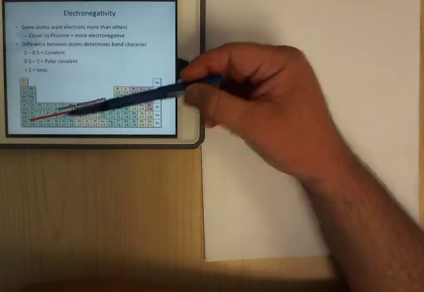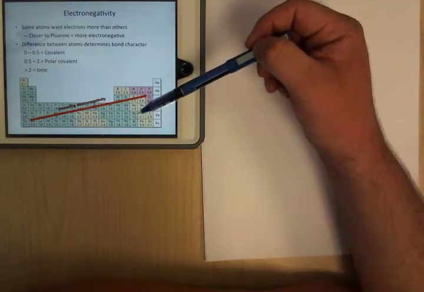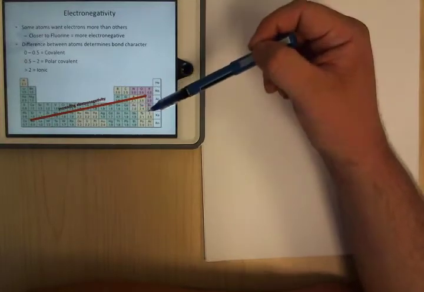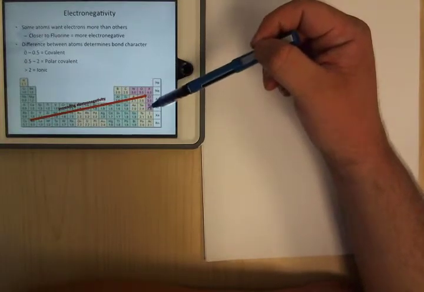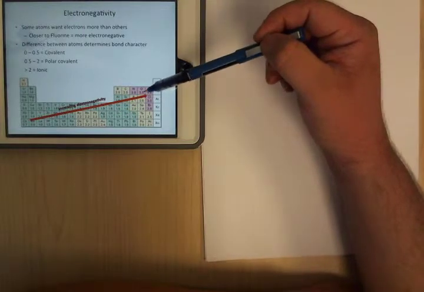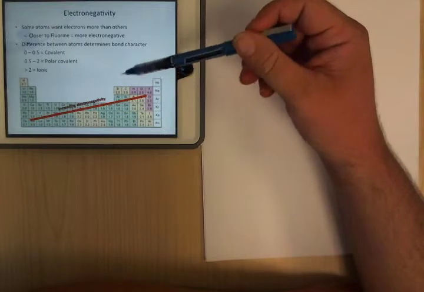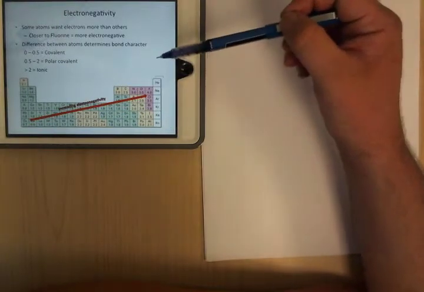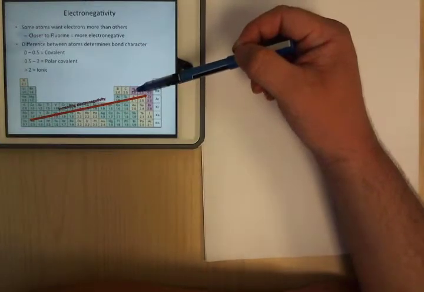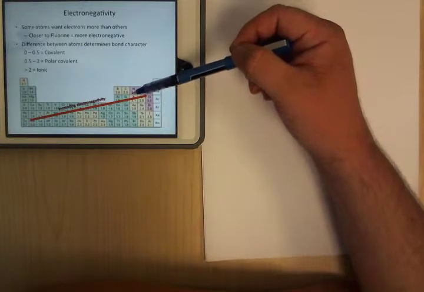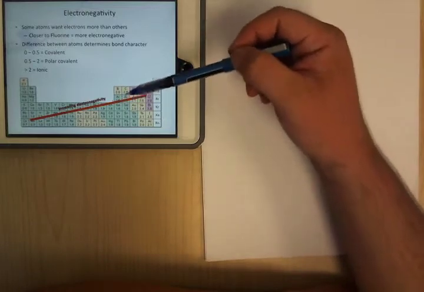But really, the closer it is to fluorine on the periodic table, the more electronegative it is. The farther apart they are on the periodic table, the more likely it is to be a polar covalent bond. Now, just one thing to note: if you have a bond between itself, so N2, no matter what it is, the difference is going to be 0, because there's no difference between the 2 atoms. So it's always going to be a covalent bond.